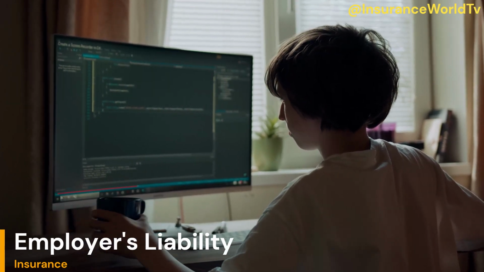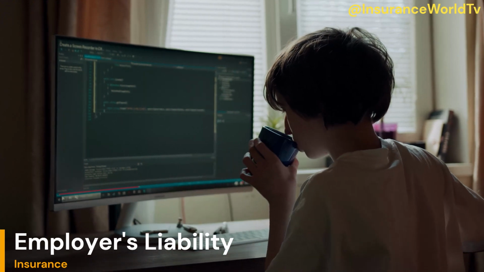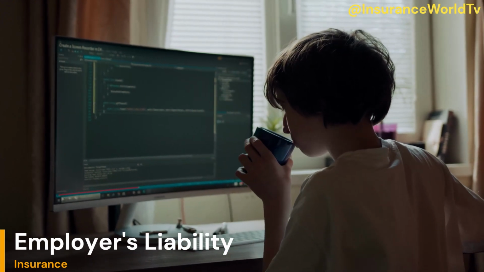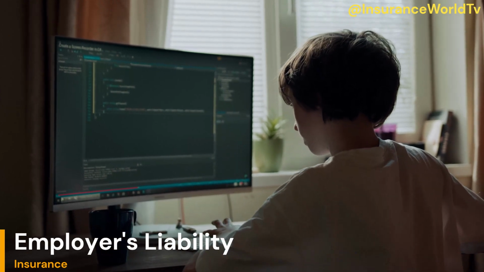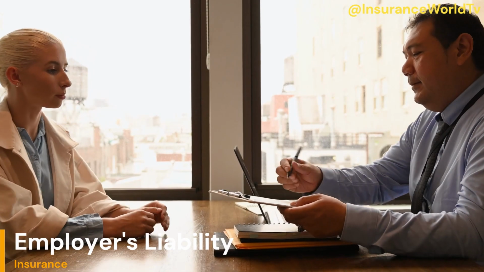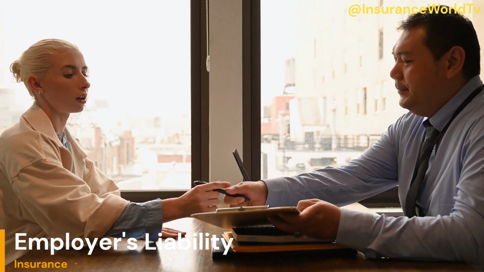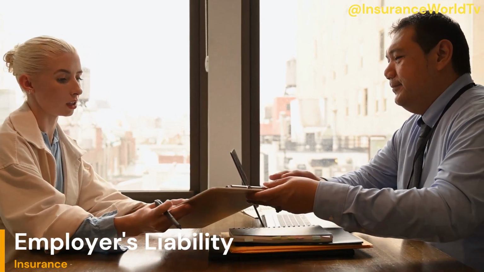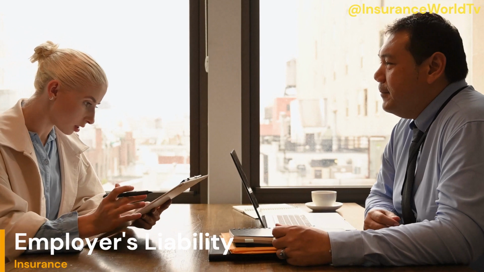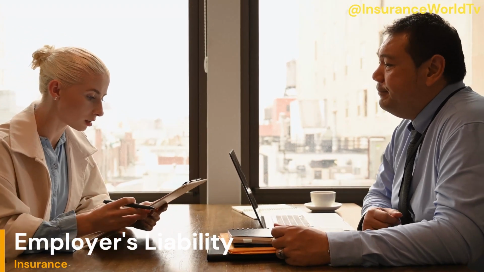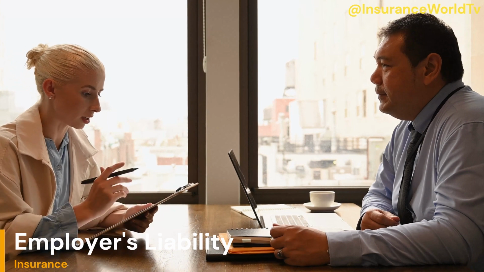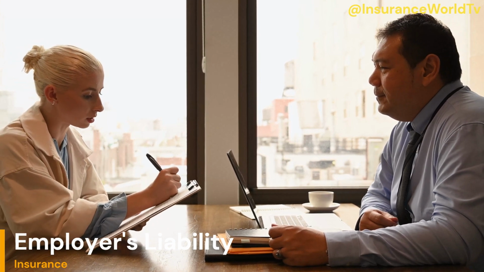In summary, group life and critical illness insurance can indirectly help employers avoid claims under employers' liability insurance policy by providing employees with financial protection in case of serious illness or death. However, it is important for employers to also take proactive steps to prevent workplace injuries and illnesses and to ensure that they have adequate insurance coverage in place to protect themselves and their employees.